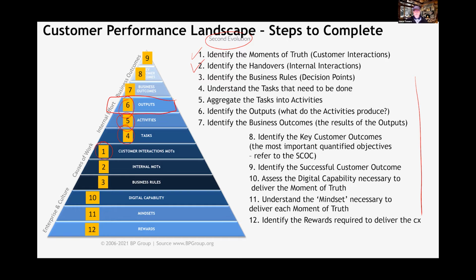But we want to ask ourselves the question in terms of getting to box number seven, what's the result of the outputs? So number seven, what are the business outcomes as a consequence of those outputs? Sometimes that's where people get stuck because they're so driven by outputs, efficiency, effectiveness, and productivity that they say, well, what's the result of doing that? You go, we're doing things right. Yeah, but what's the result from a business outcome point of view?